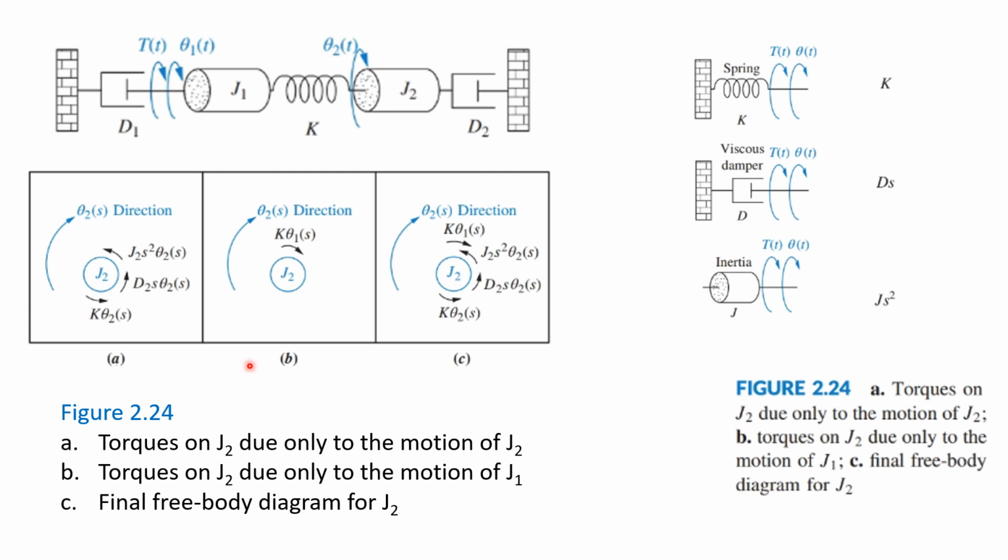And we can do exactly the same thing for J2. If we look at the torques on J2, only the motion of J2 by itself, again, we can write equivalent terms. If we keep J2 steady and turn this one by itself, then again, it's felt through the spring. So we have a motion as such. And then we can put these two diagrams together in part C. This is the final three-body diagram.